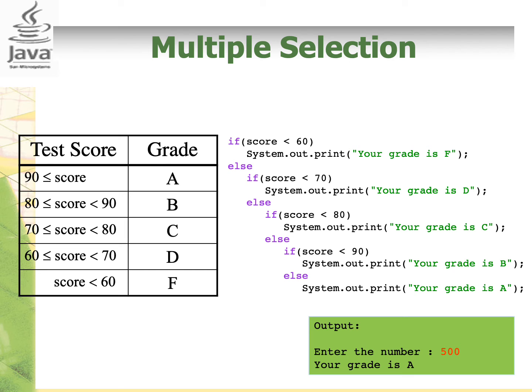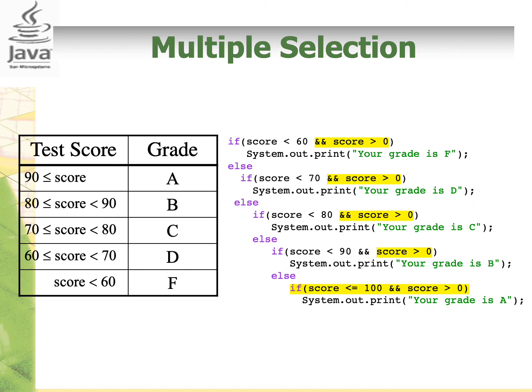However, both of these codes have a logical error. What happens if the score entered is 500? It will display your grade is A. What happens if the score entered is minus 100? It will display your grade is F. So, how should we overcome the problem?